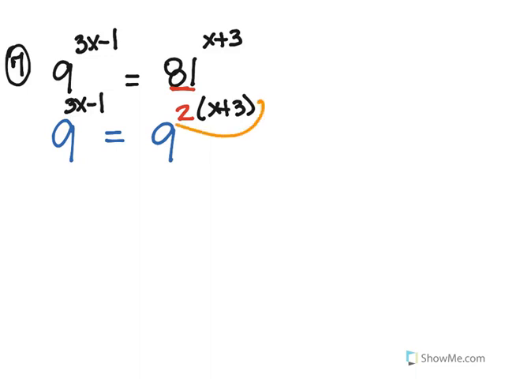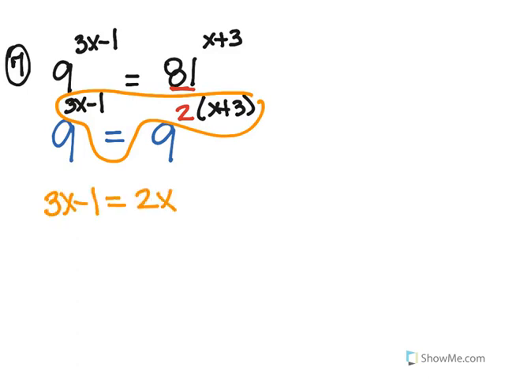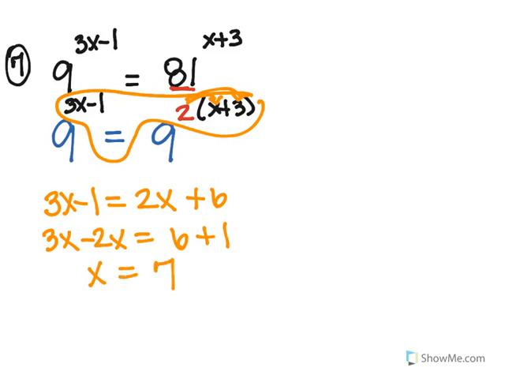So since my bases are equal, I set my exponents equal. So I have 3x minus 1 equals 2x plus 6. Make sure you're reminded to distribute the 2. So we have 3x minus 2x equals 6 plus 1. When you switch sides, that will leave us with x equals 7 as our answer.